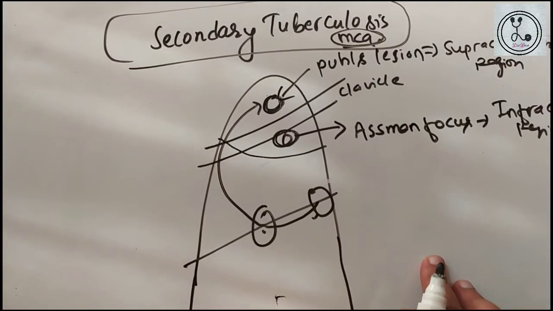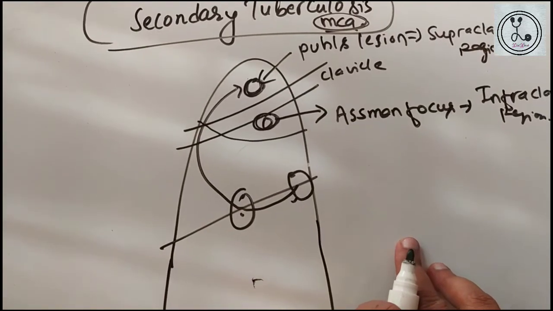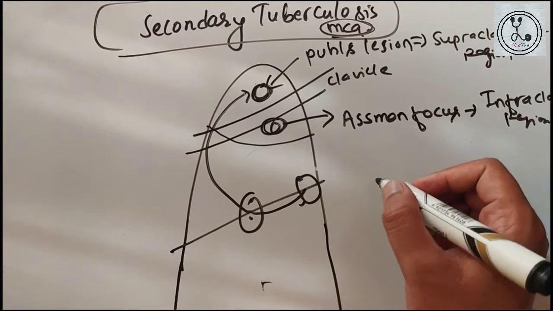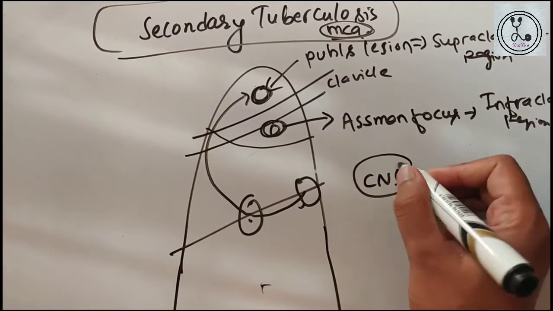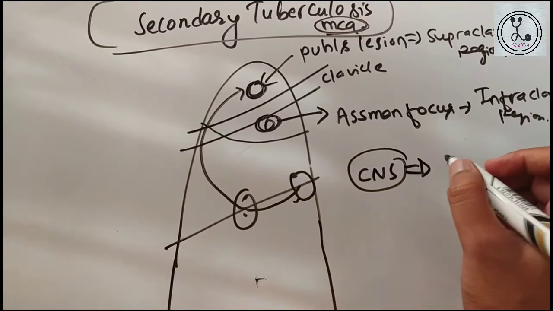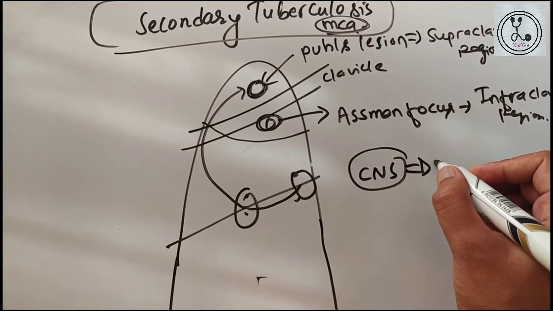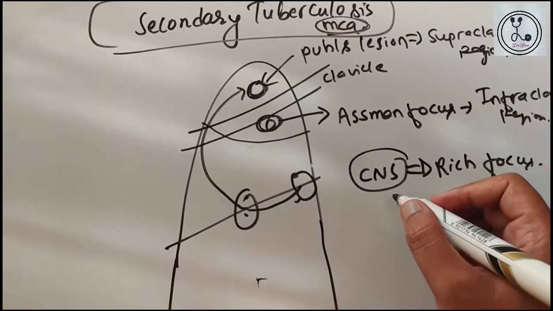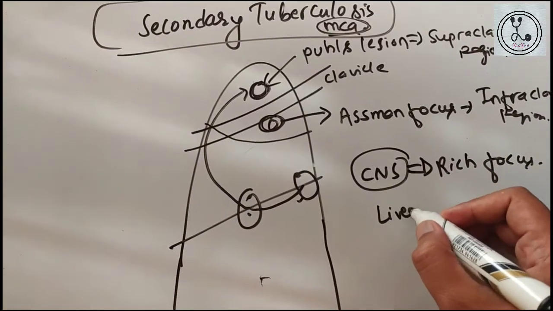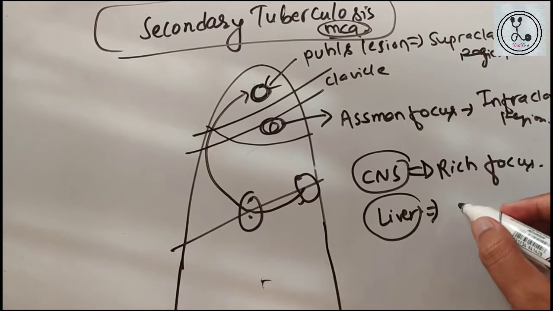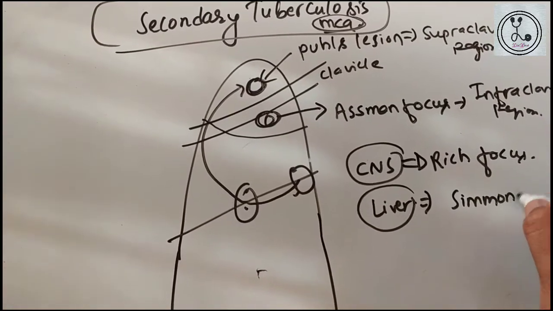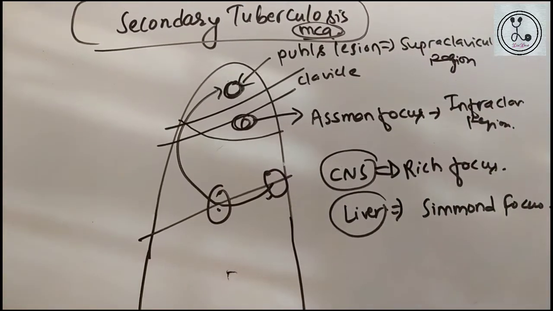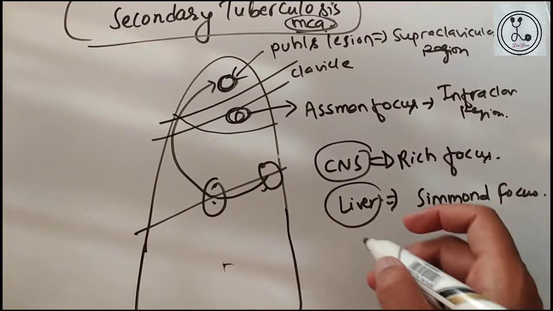Similarly, if the bacteria disseminate, let's suppose that after dissemination the bacteria attack the CNS. Then in the CNS, the focus that will be formed is known as Rich focus. Let's suppose the bacteria attack the liver. So in the liver, the bacteria will form the Simon focus. Simply, the names are given to the different foci, but the lesion will be the same; the main histopathology in the lesion will be the same in all areas.